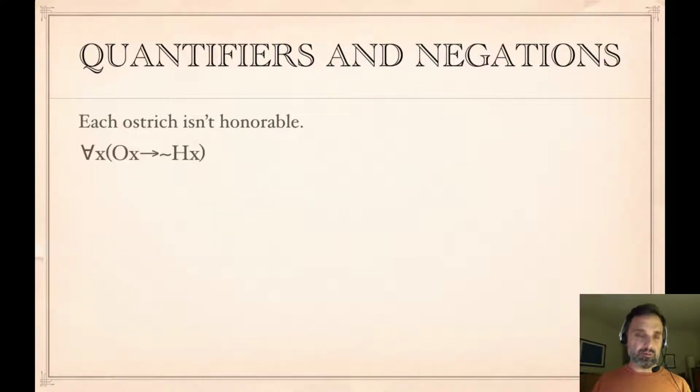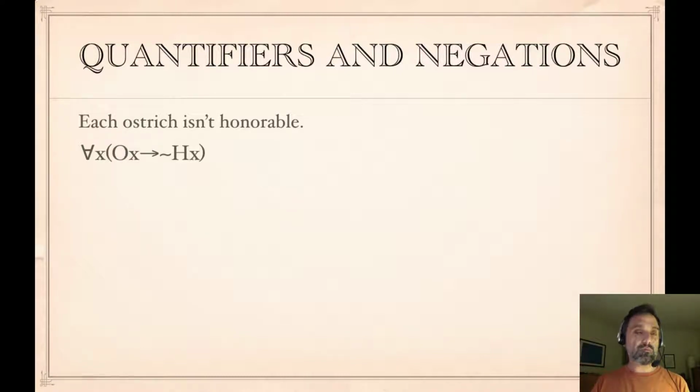Now, it's not the only way to symbolize it. We could say each ostrich isn't honorable, or each ostrich is dishonorable. And then we'd be saying for each thing, remember, so it's in each, we can use our determiner phrase, verb phrase method to think about this.